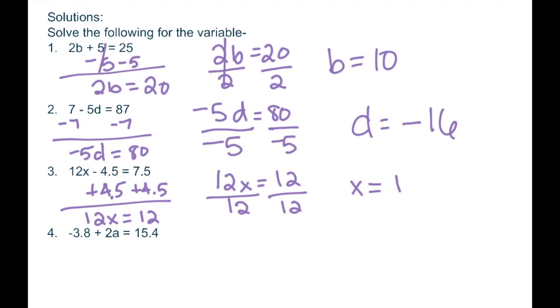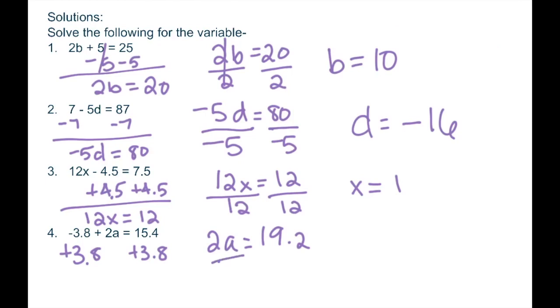The last one, we have negative 3 8/10 plus 2a is equal to 15 4/10. Now this one looks more similar to number 2. The difference here is that we have a negative 3 8/10. Well, to undo a negative 3 8/10, we're going to add 3 8/10 to both sides. When I do that, I get 2a is equal to 19 2/10.